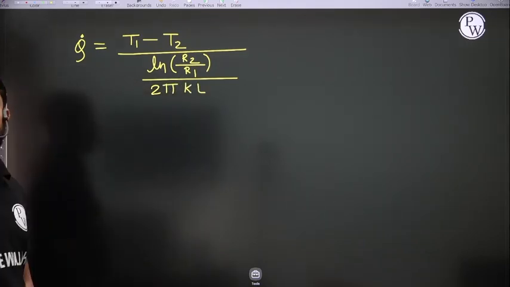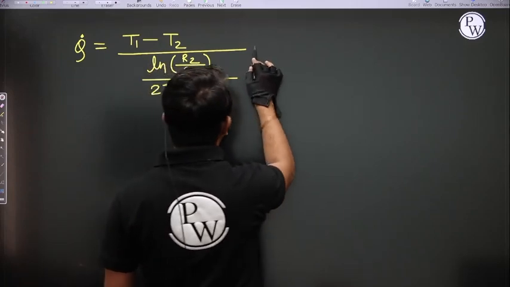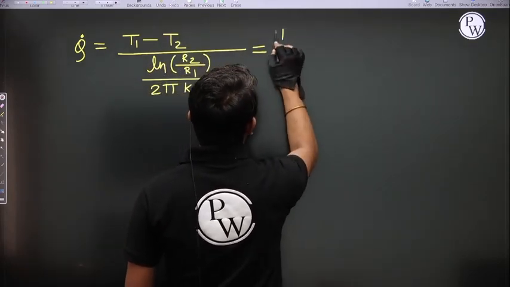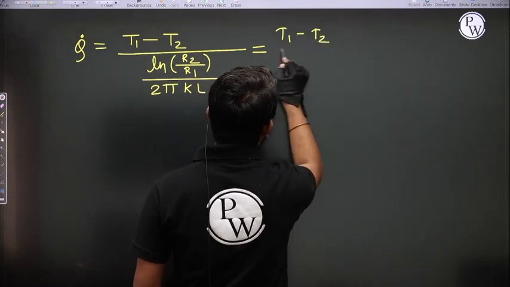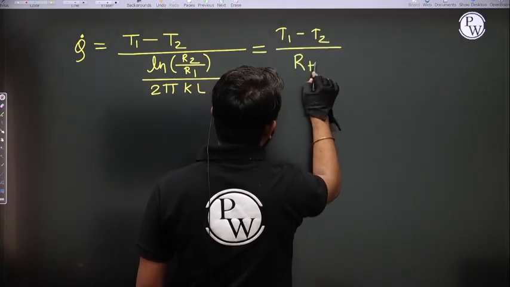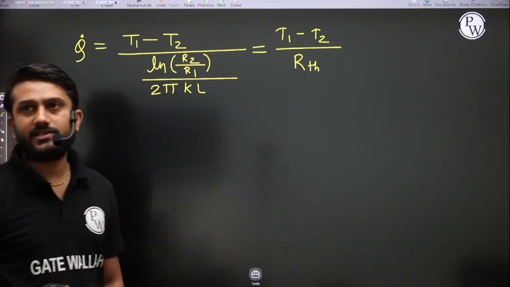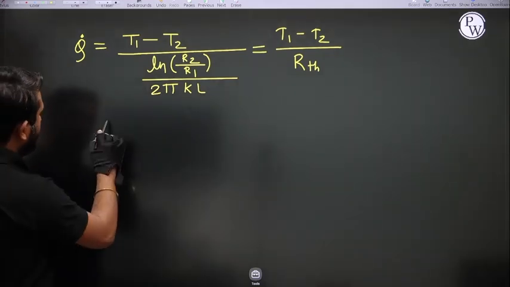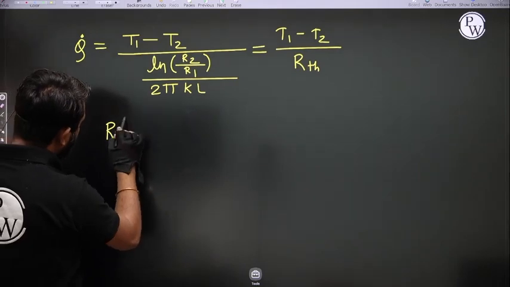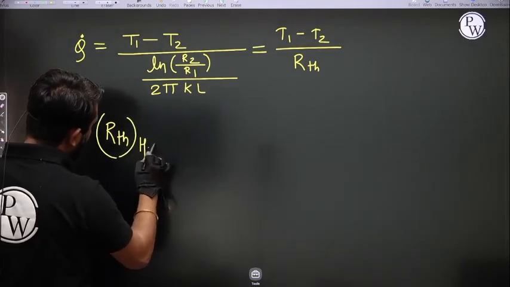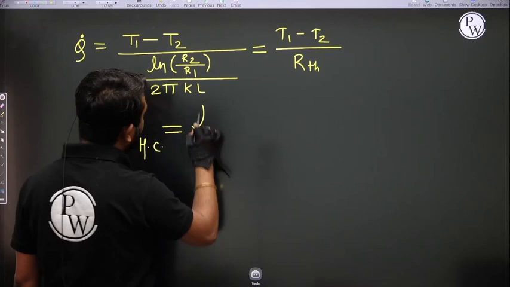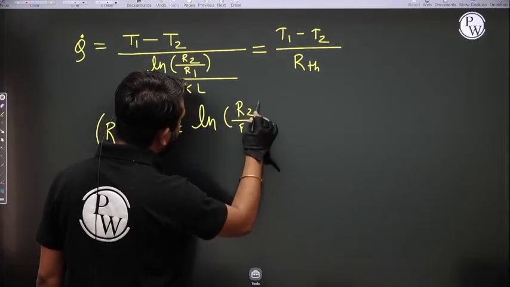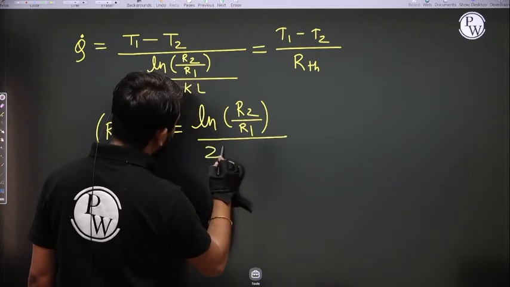And if you compare this rate of conduction heat transfer with T1 minus T2 divided by RTH, the thermal resistance, what is the thermal resistance in this case? In case of the hollow cylinder, the thermal resistance is ln R2 by R1 divided by 2 pi KL.